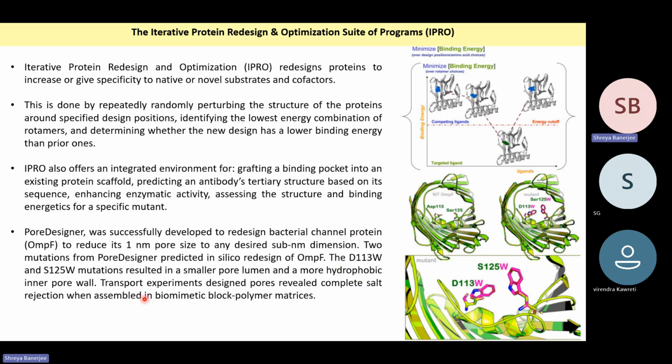And also it was more hydrophobic because the tryptophan side chain is hydrophobic compared to aspartic acid or serine. So the pore became more hydrophobic. So it is more selective to hydrophobic particles passing in and out of the cell. So this mutation was predicted by this IPRO set of programs, and it helped in changing the pore size as well as making the pore more selective to hydrophobic substances.